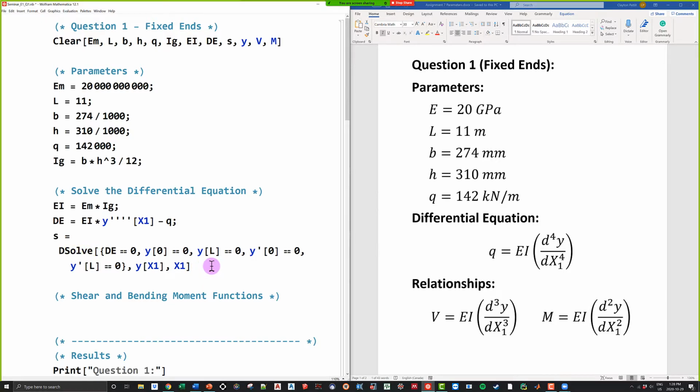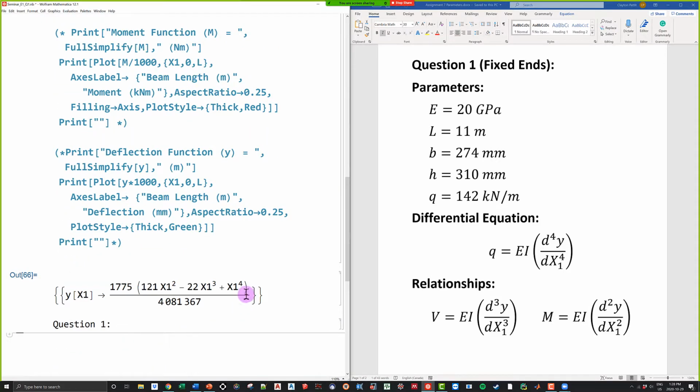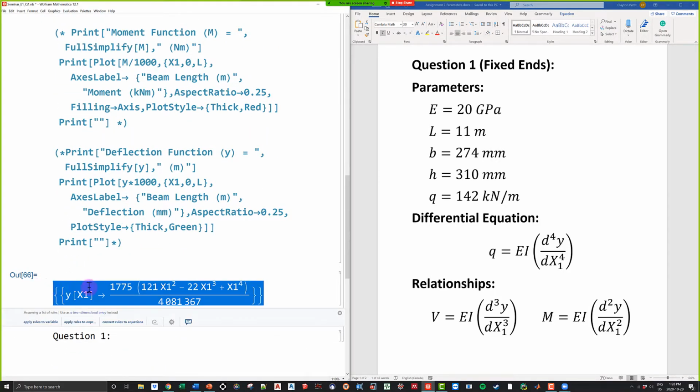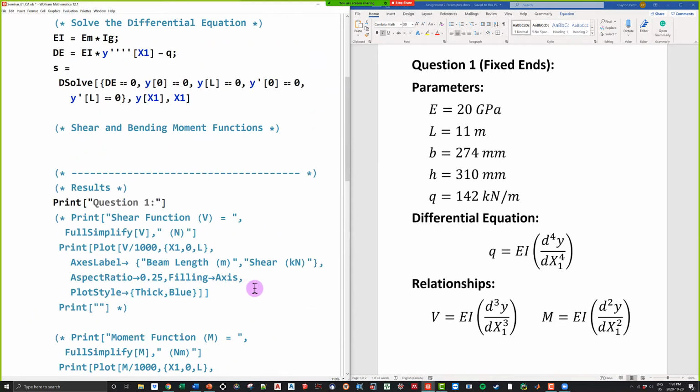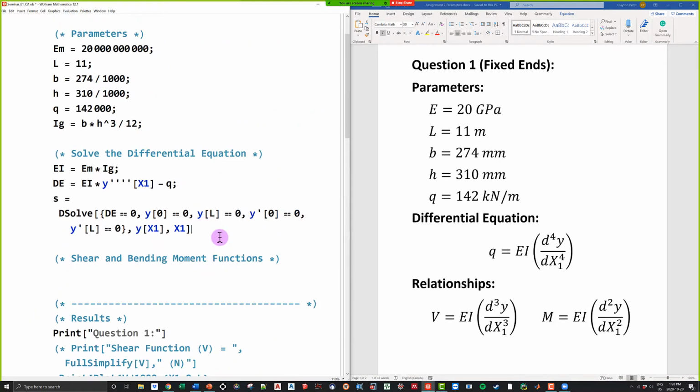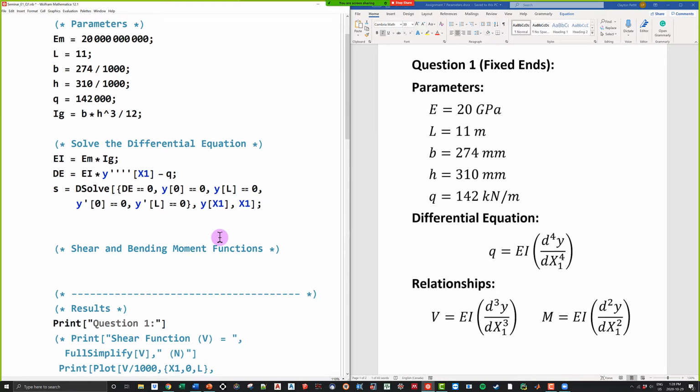So now if I add in those two boundary conditions and I run it, I have my deflection function right here. And in this case, it's perfect because we don't have any c coefficients. It's simply a function of x1, which is exactly what I said that we should have. Now, what I'm going to do is put this into y, where y is equal to y of x1 when s of 1. So I'm just defining it here.